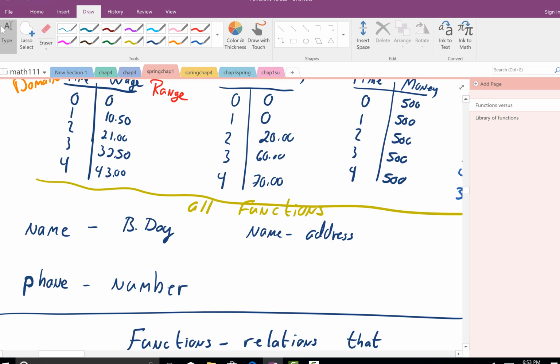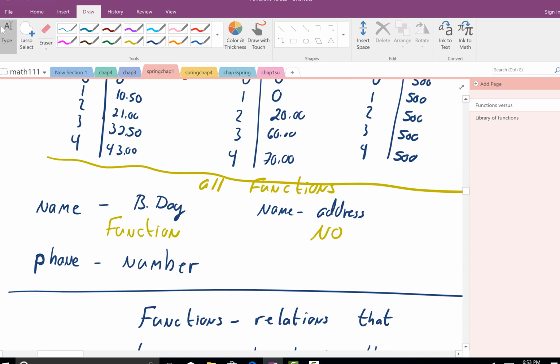Does anybody here have 2 birthdays? No. See, so that's a function. Okay, you only got 1. All right, how about your name and address? Is it possible for somebody to have 2 physical addresses? Then that wouldn't be a function. Okay, if you had 2 physical addresses, then it wouldn't be. So this might be no.